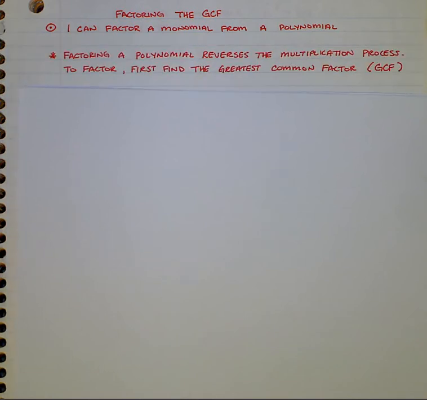All right. So by the end of this video, you should be able to factor a monomial from a polynomial. And like I said, factoring a polynomial basically reverses the multiplication process. By the end of the problem, it should look like the beginning of a multiplication problem, basically. Okay, the first thing that we'll want to do is find a GCF, or the greatest common factor.